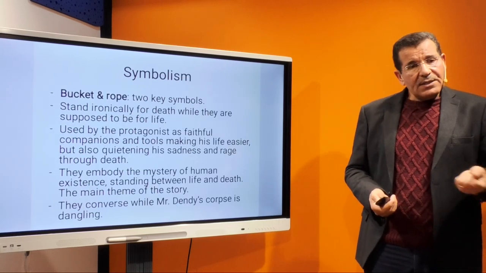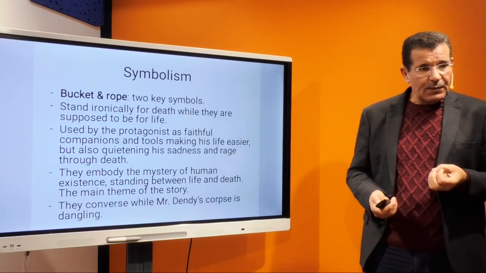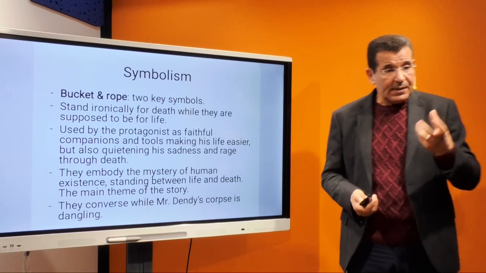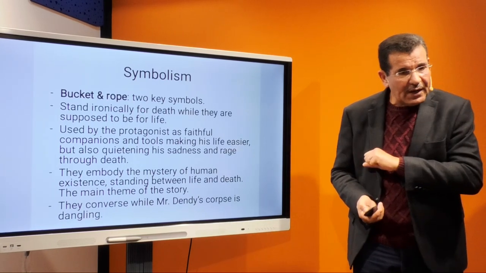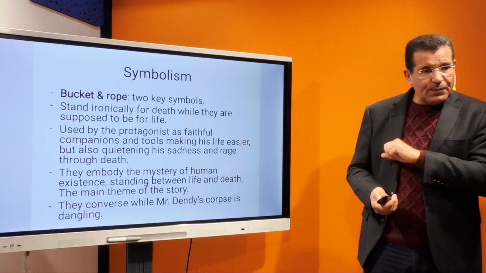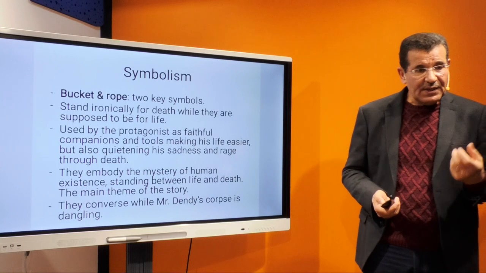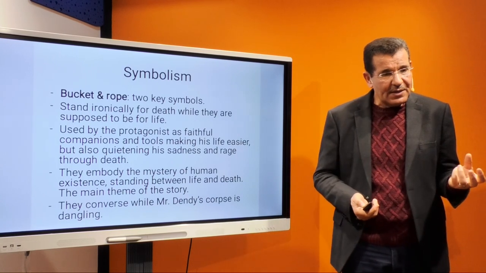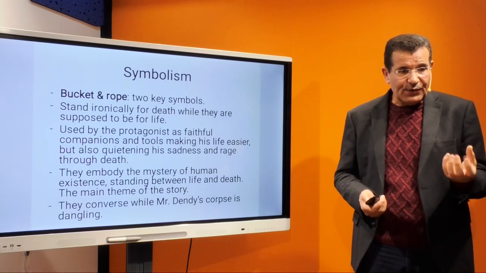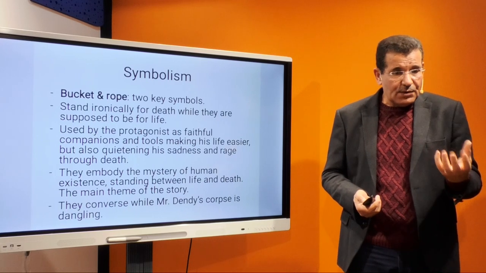And the bucket also, apart from this biblical imagery, we have some sets of symbols. Bucket and rope itself, two key symbols. They stand ironically for death, while they are supposed to be for life. Used by the protagonist as faithful companions and tools, making his life easier, but also quietening his sadness and rage through death. They embody the mystery of human existence, standing between life and death. It is the main theme of the story.